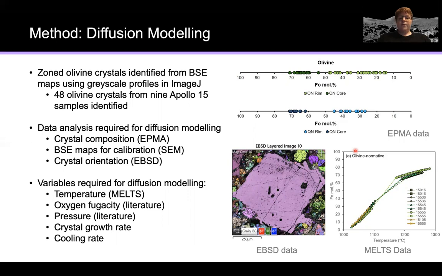The variables that we required for the diffusion modelling were temperature, which we got from some MELTS modelling, oxygen fugacity and pressure. These were taken from literature values for lunar magmatic systems. And then we also had to input a crystal growth rate and a cooling rate. These were the variables that we changed to try and get the best fit for our models.